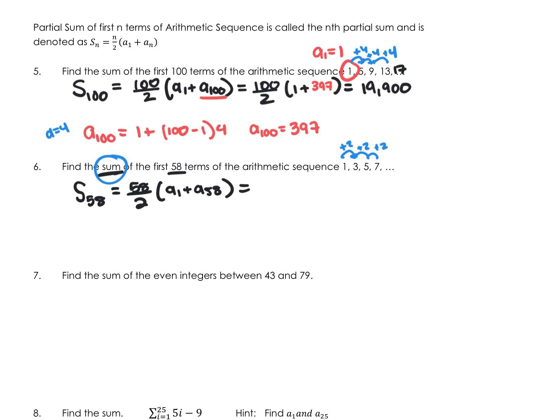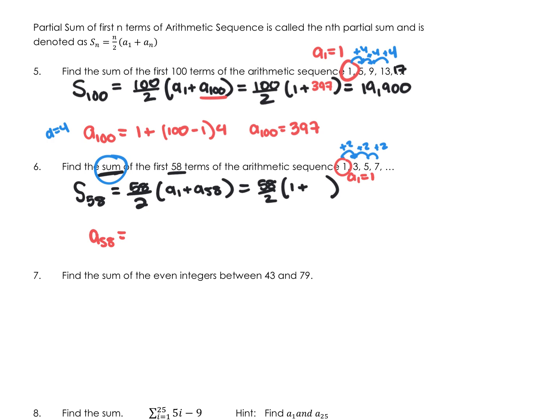Do we already know A1? Yes, that is 1. First term is 1. So we can go ahead and plug that in. But what do we not know? The 58th term, right? They didn't give us that. So we're going to find that one, right? That would be the 58th term in this list. We'd have to keep adding 2 until we get to the 58th term if we want to do that.